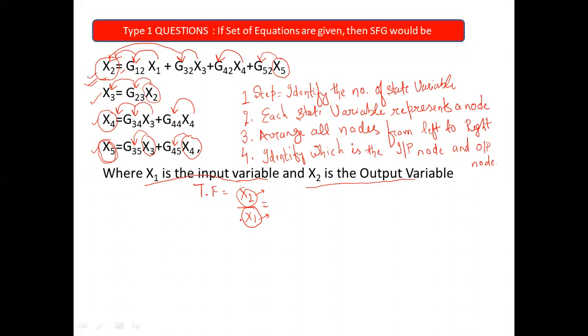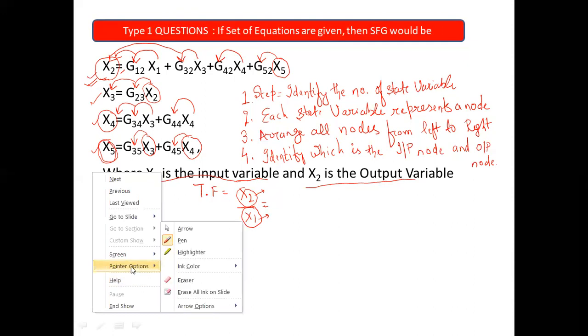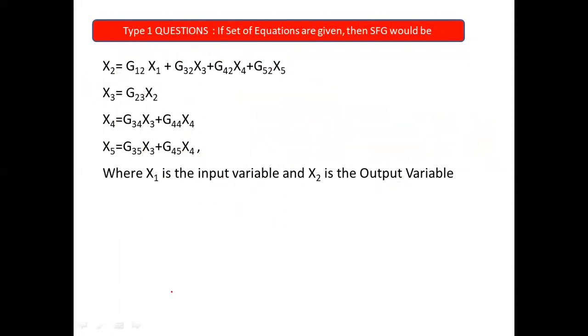Okay, now let's analyze how this signal flow graph is sketched. Now we have identified what actually the input node and what actually the output node. Let's make a concept of how to make the signal flow graph for these equations. So I am starting with equation number 1, that is x2. This is the equation number 1.